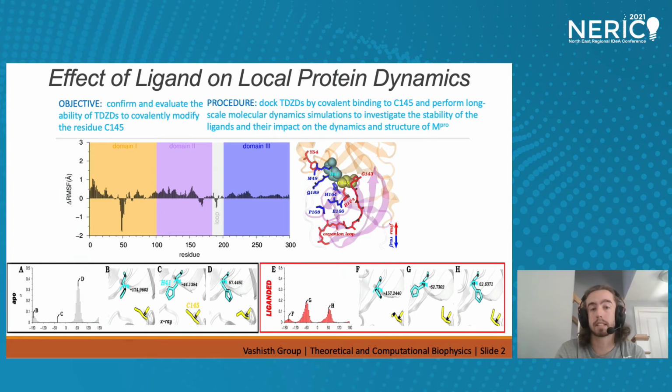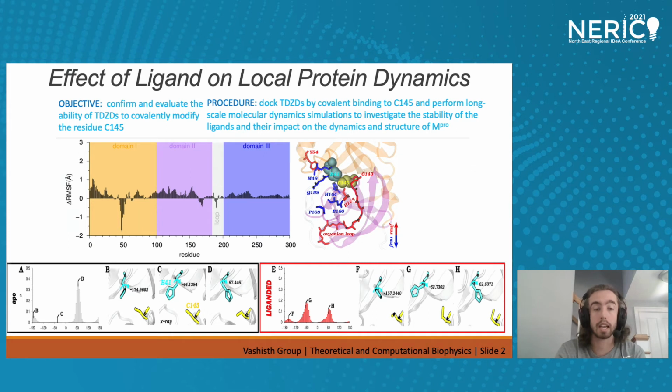To probe the effect of these TDZD derivatives on the enzyme, we performed structure-based docking and large-scale all-atom molecular dynamics simulations. Notably, we calculated the change in root mean square fluctuations of all residues in the protein, and we reported that the majority of active site residues were stabilized in the presence of the ligand, while those residues located outside of the active site were actually destabilized. Interestingly, we noticed increased fluctuations in domain 3 of the protein, which is far removed from the active site, suggesting a potential allosteric effect of the ligand.